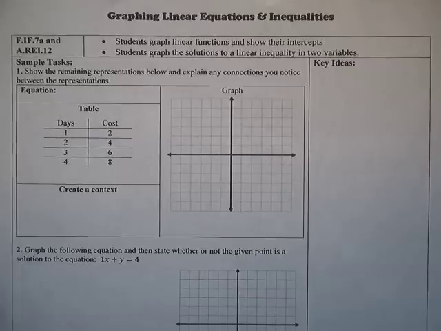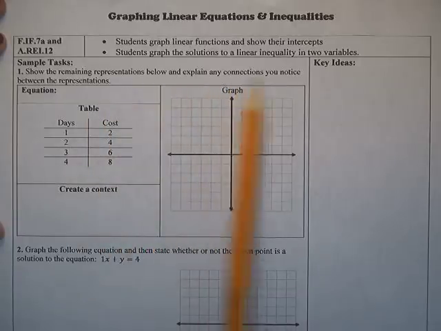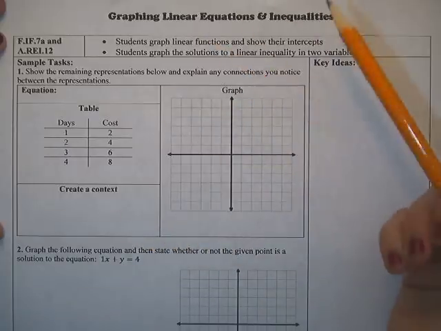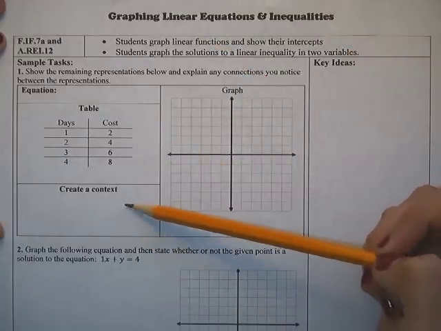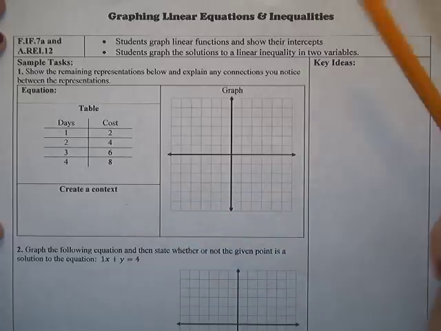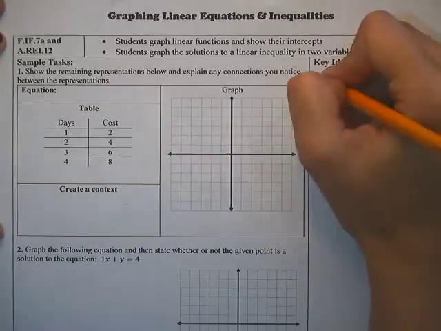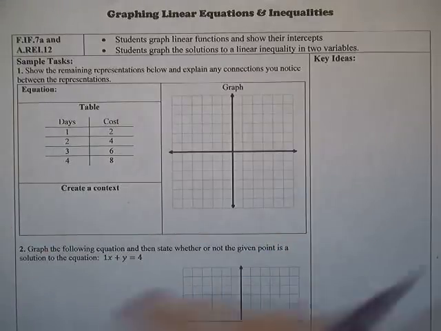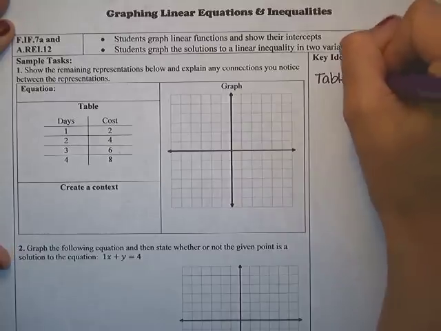Sample task number 1 says, show the remaining representations below and explain any connections you notice between the two representations. So you can represent an equation not only by an equation but by a table, by a context like a real life situation, and by a graph. So in this situation we are given the table. So one method of graphing is by using a table of values, and we can write that as one of our first key ideas.